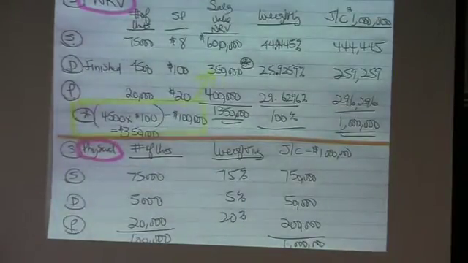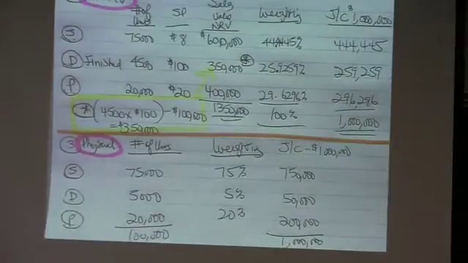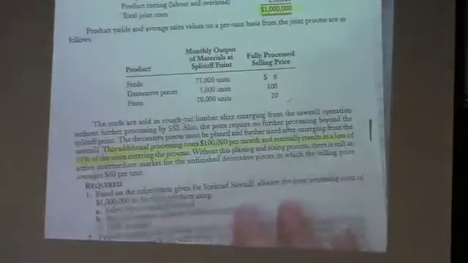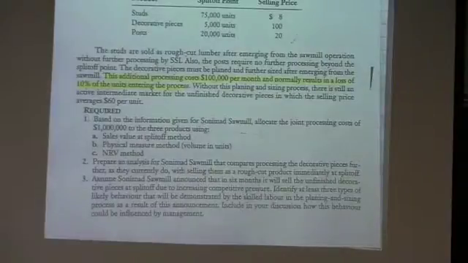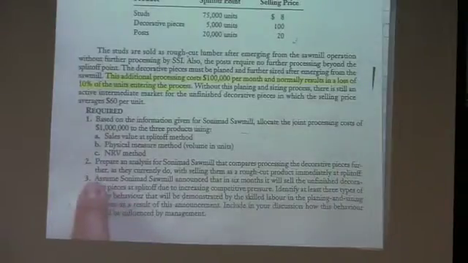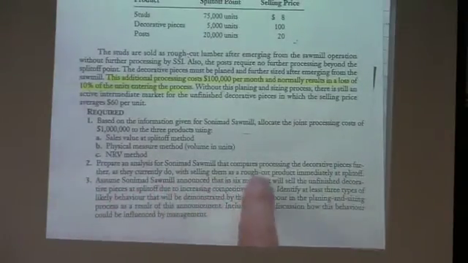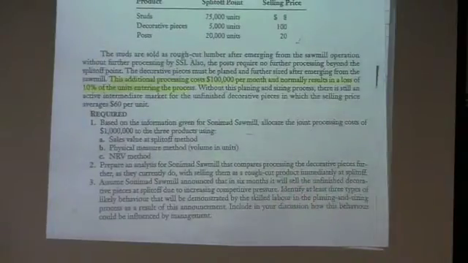So that was part one of the question. Now part two says, prepare an analysis for SSI that compares processing the decorative pieces further as they currently do with selling them as a rough cut product immediately at the split off. So they want us to compare whether it makes sense to process it further or not. And that's typically what companies would need to decide, isn't it? They've got to figure out whether it makes sense to sell it as raw or to finish it as a fully finished decorative piece.